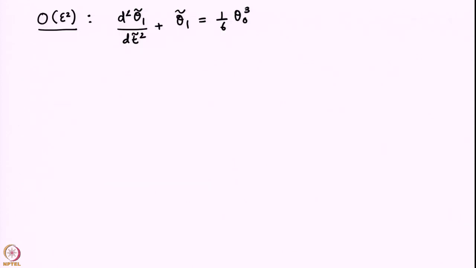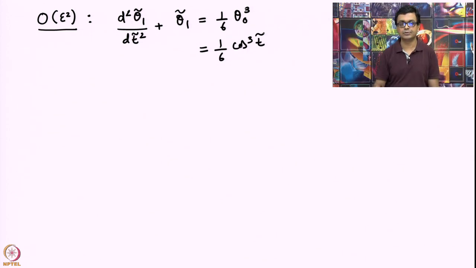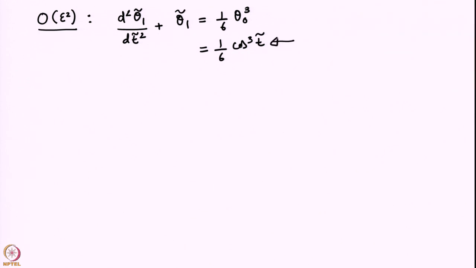Alright. So now how does one solve this equation? This is easy to solve because we already know what is theta naught. Theta naught was just cos t tilde. So this is an ordinary differential equation. Once again it is linear. Note that it is linear. This equation, at this order theta 1, will bring in a nonlinear correction to the linear solution. But notice that the effect of nonlinearity is being felt through this term, which is an inhomogeneous term on the right hand side.